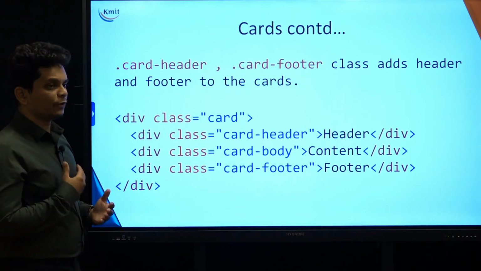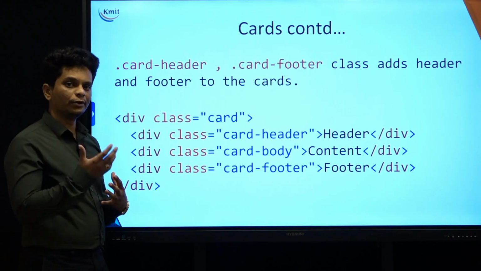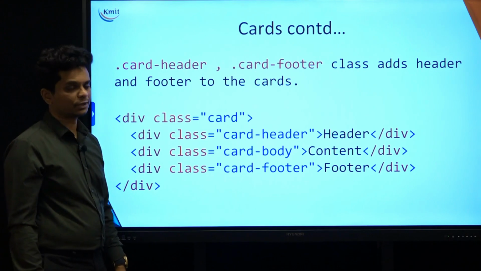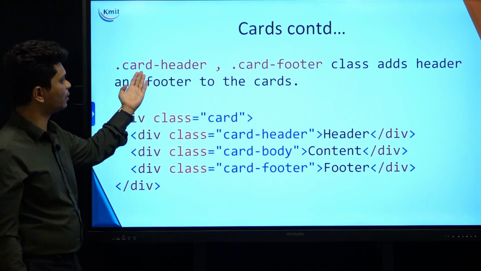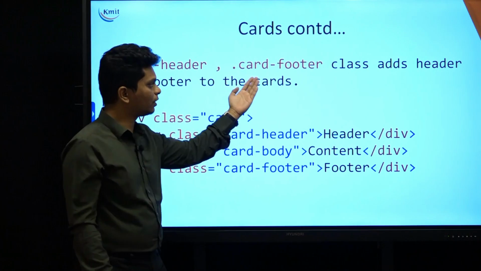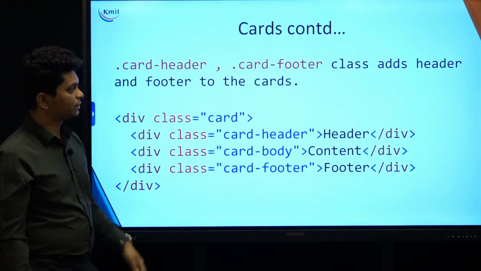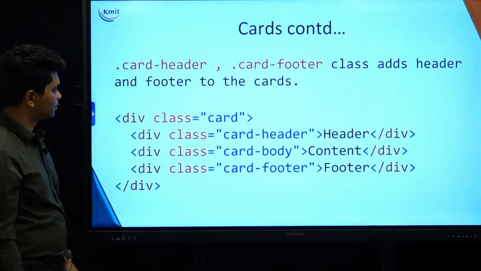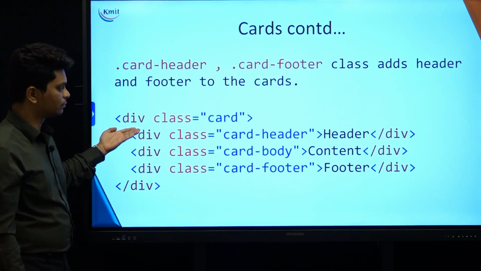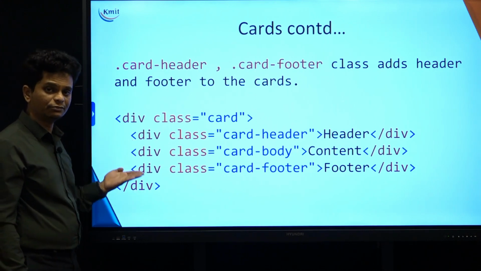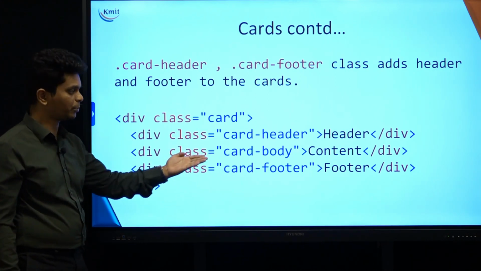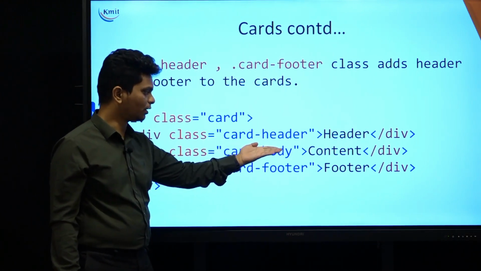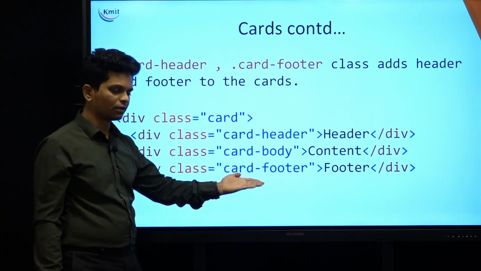Now, when we want to use a card portion for a header or footer, again we have specific classes for them. For header, we have .card-header and .card-footer. These classes add a header and footer to the cards. Here again we have created various div sections with classes and their respective purposes. So if I want a header on a card, I may use card-header, card-body as well as card-footer.